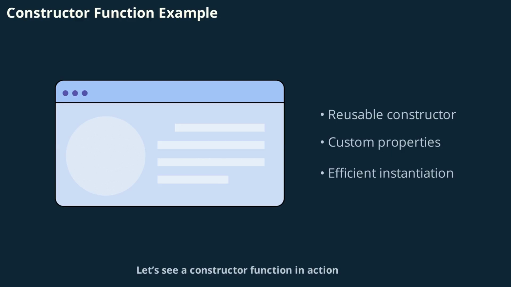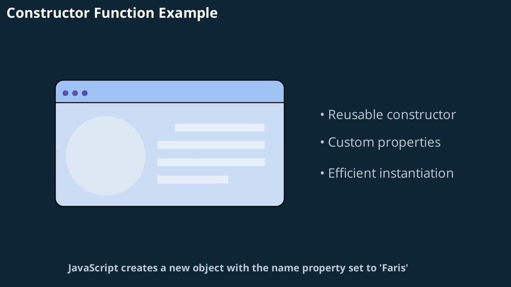Let's see a constructor function in action. Suppose you have function Person(name) { this.name = name; }. When you call new Person('Faris'), JavaScript creates a new object with the name property set to Faris. You can create as many people as you want, each with their own name, by calling the constructor with different arguments. This is called object instantiation, and it's a core concept in object-oriented JavaScript.